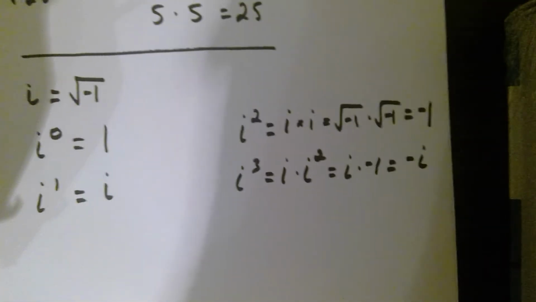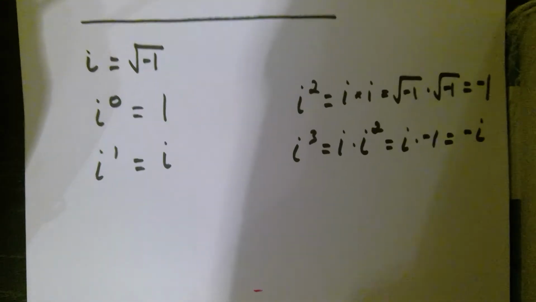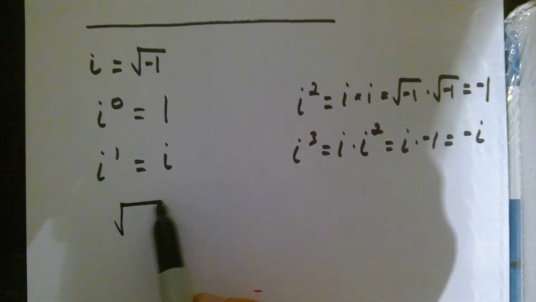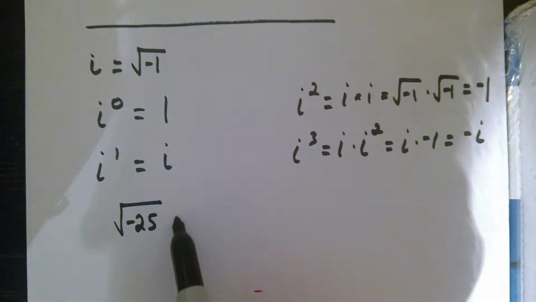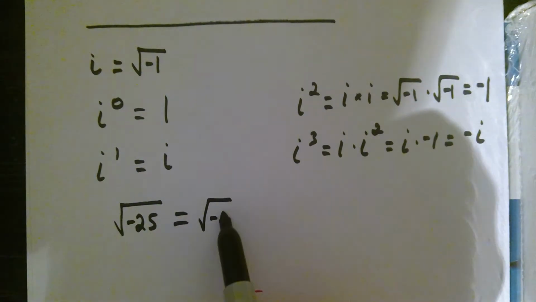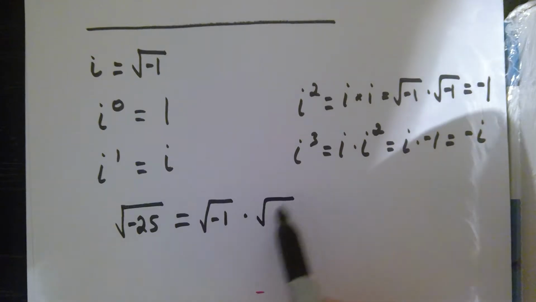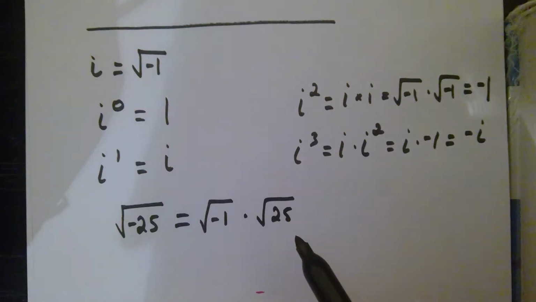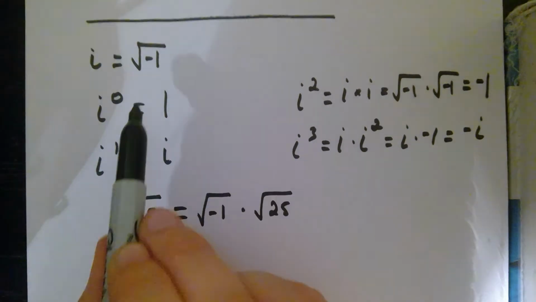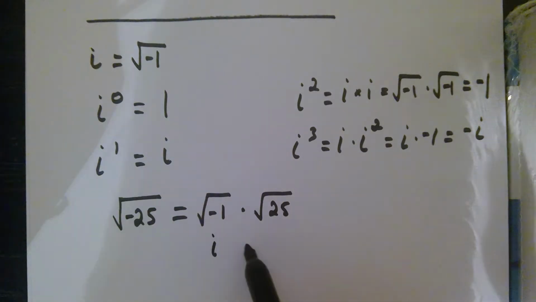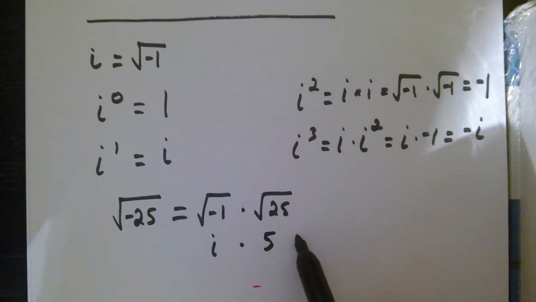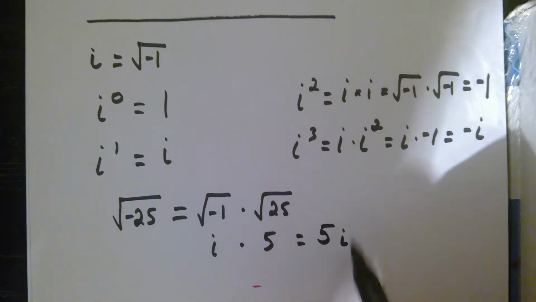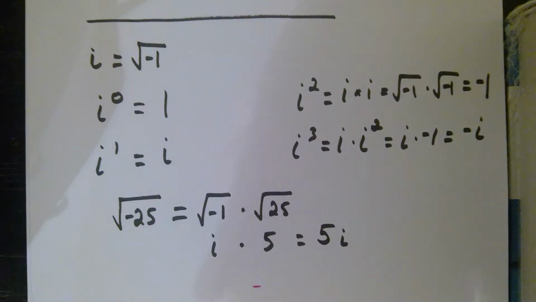So we're really simplifying some of these. Let's talk about the square root of negative 25. That's the same as saying the square root of negative 1 times the square root of 25. And so we know what both of these are. We know that the square root of negative 1 is i. We know that the square root of 25 is 5. So this will equal 5i.